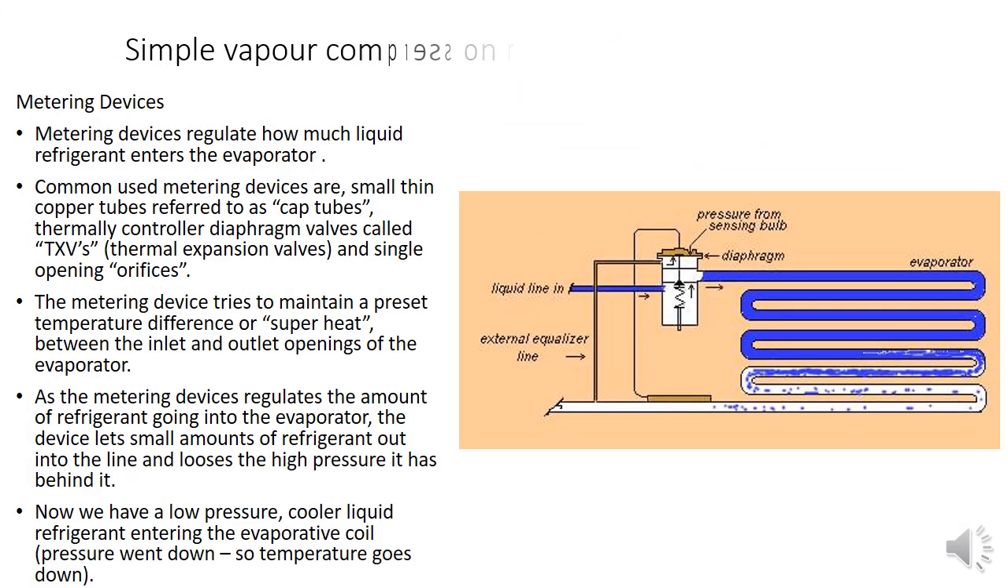This is an example of a metering device, basically the expansion valve. The metering device regulates how much liquid refrigerant enters the evaporator. It is connected between the condenser and the evaporator. Thermal expansion valves are generally the devices used, having a single opening, which is known as an orifice. So superheat as well as subcool are also part of the metering device.